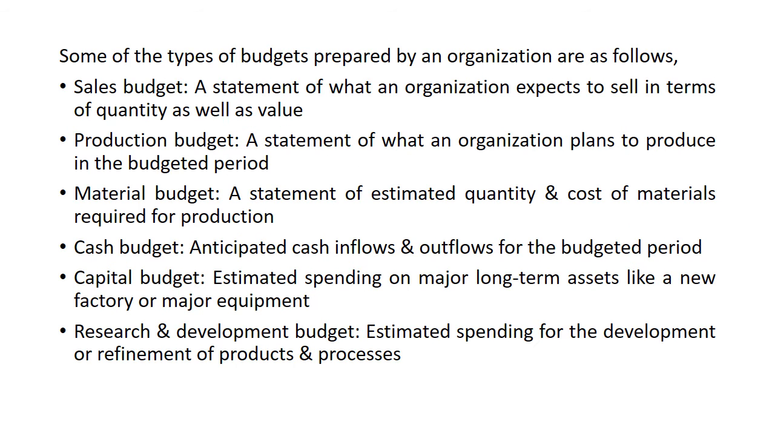Sales budget is a statement of what an organization expects to sell in terms of quantity as well as value. Production budget is what the organization plans to produce in the budgeted period, what all products need to be produced. Material budget covers the cost of raw materials, estimated quantity and all. Cash budget covers anticipated cash inflows and outflows for the budgeted period. Capital budget means the estimated spending on long-term assets like a new factory or major equipment. Research and development budget means estimated spending for the development or refinement of products and processes.